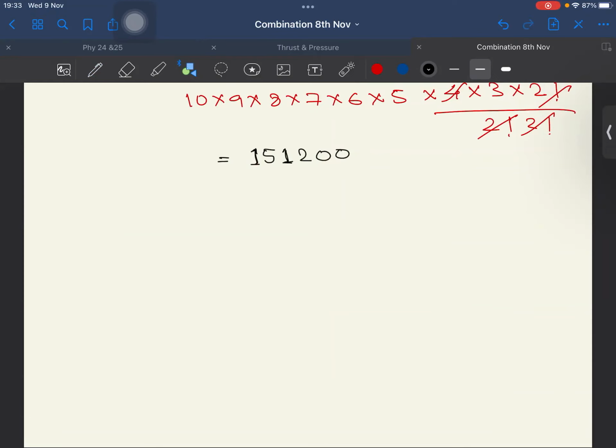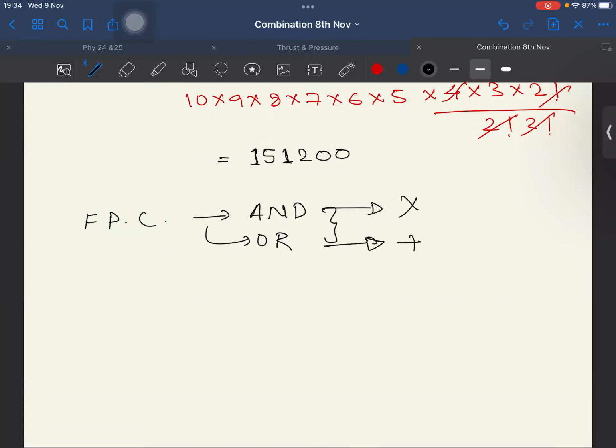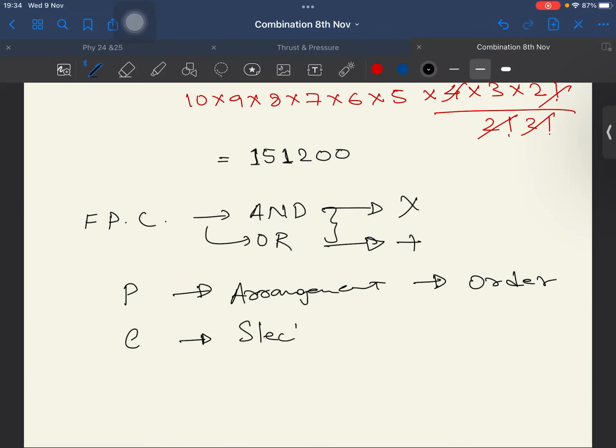All right. I think you will be able to solve all the problems if you have understood these concepts. What we have done till now: we have studied the fundamental principle of counting, in which we studied the and statement and the or statement. Whenever there is an and statement, we multiply. Whenever there is an or statement, we add. We studied permutation, that means arrangement, where order matters. And then we studied combinations, which is called selection, where order does not matter.